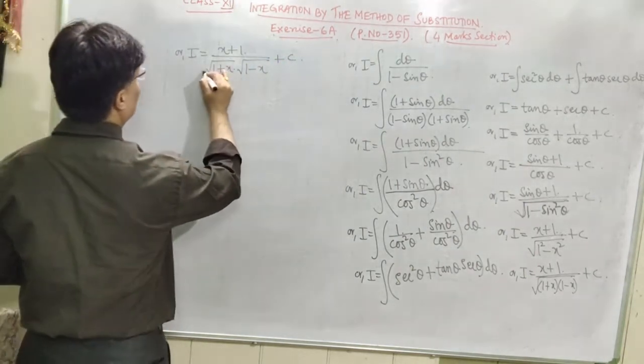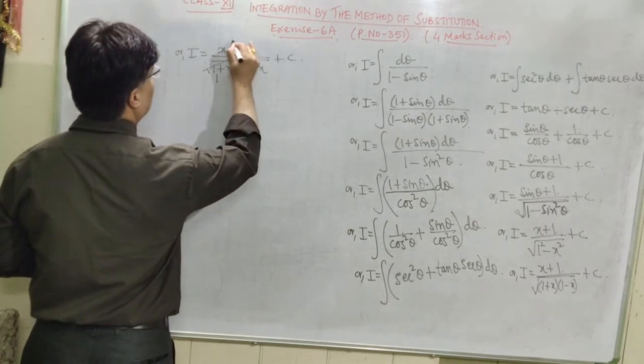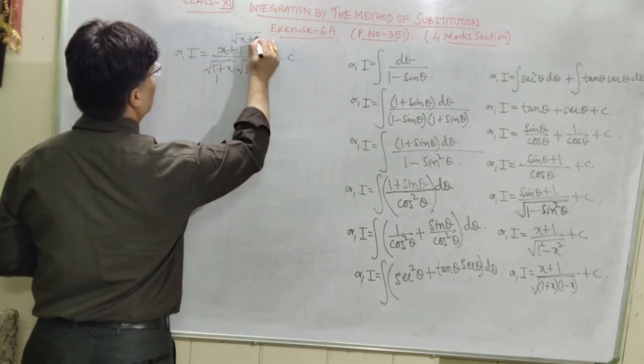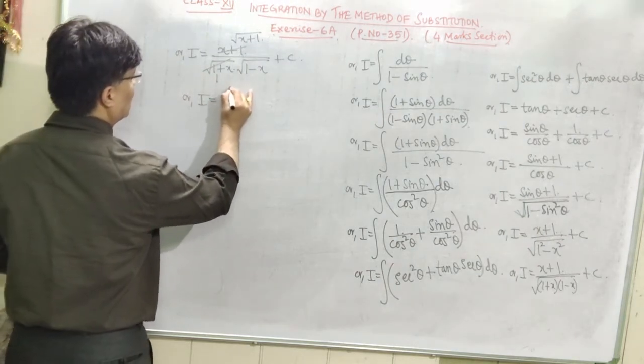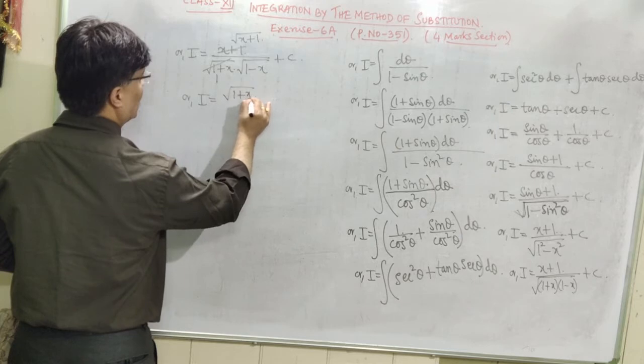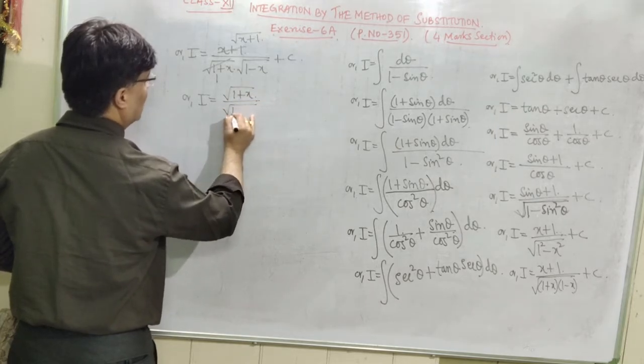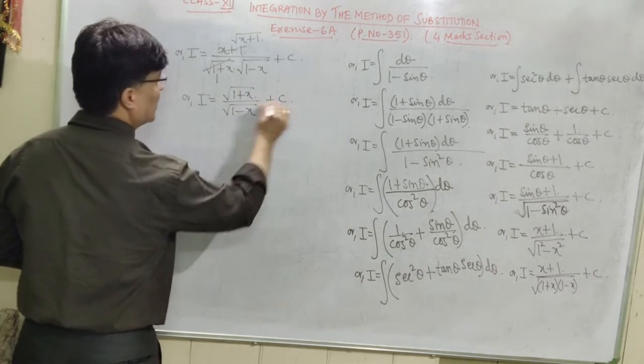So here you can cancel this root over 1 plus x and x plus 1. It goes root over x plus 1 times. So I is equal to, you can write here root over 1 plus x divided by root over 1 minus x plus c.